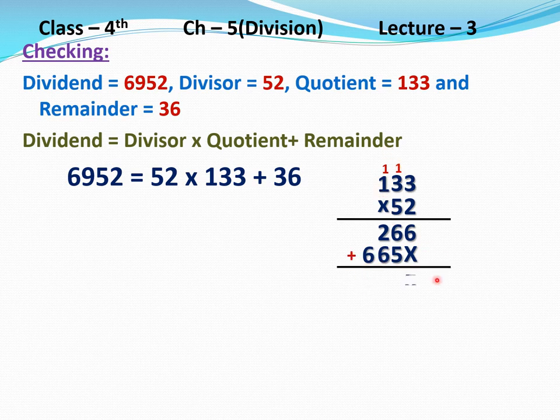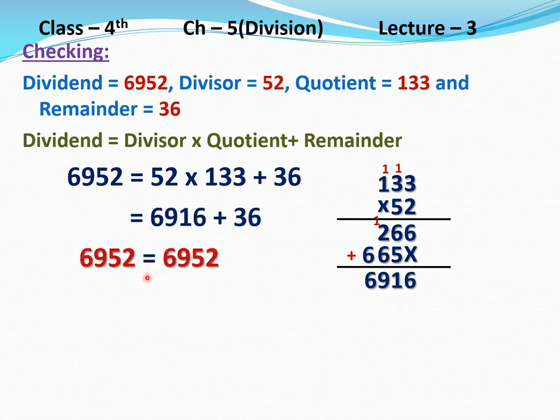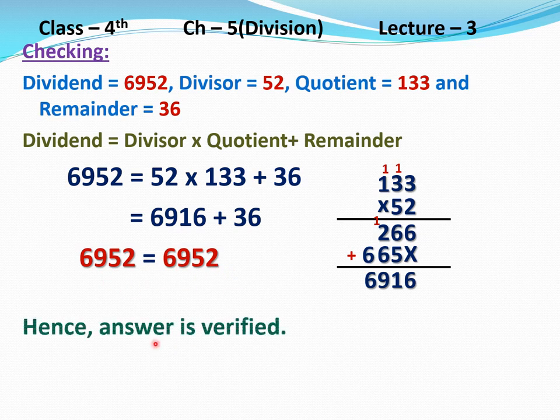Now we will do addition. Write 6 as it is. 6 plus 5, 11, write 1 here and 1 carry. 1 plus 2, 3, plus 6, 9, write 9 here and write 6 as it is. 133 multiply 52 equal to 6916. Write down equal to 6916 plus 36. Now add this. That will be equal to 6952. LHS equal to RHS. Hence the answer is verified. Clear?